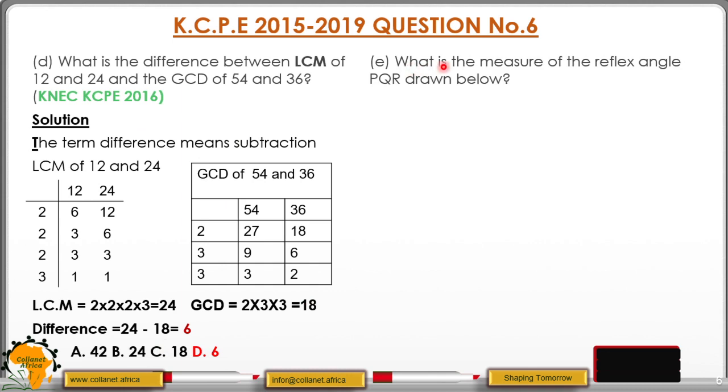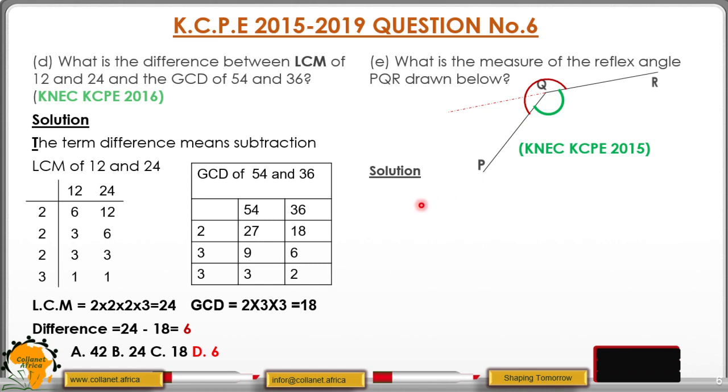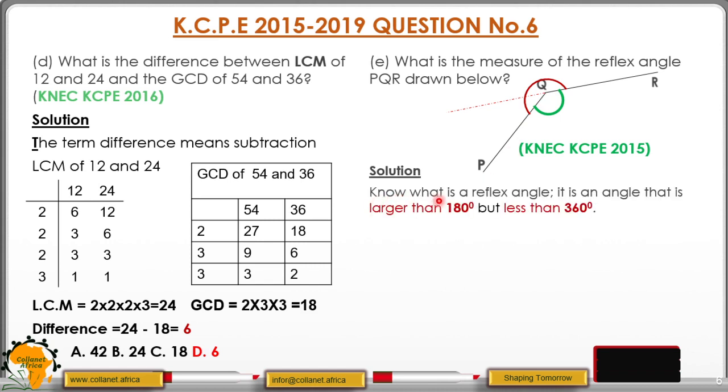Finally, we have: what is the measure of reflex angle PQR drawn below. So this one is 2015 KCPE. So you have the line PQR. So in this case, you need to remember what is a reflex angle. Solution: know what is a reflex angle. It is an angle that is larger than 180 degrees but less than 360.